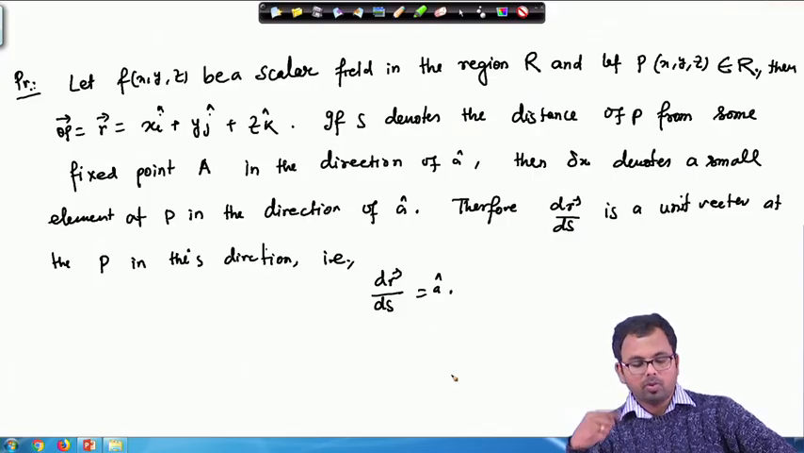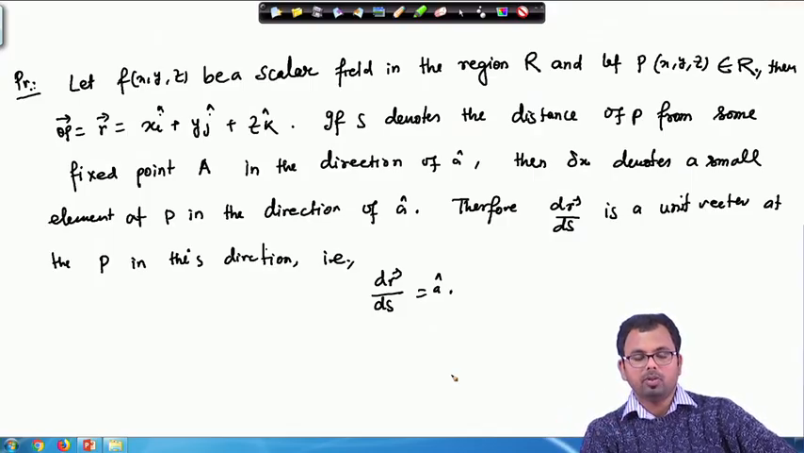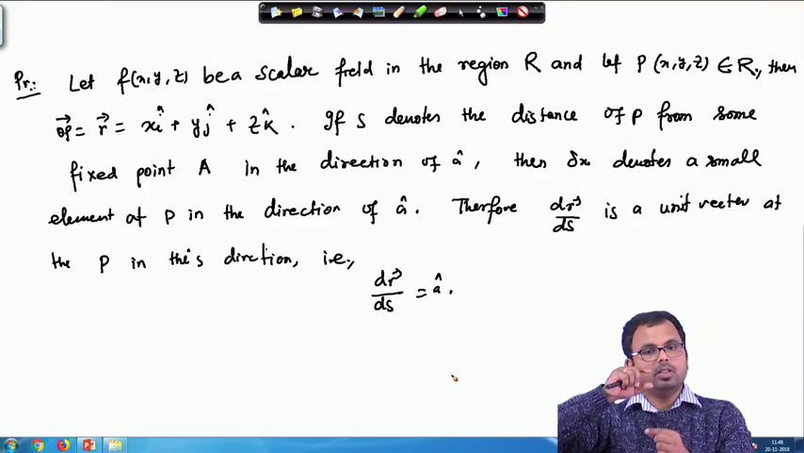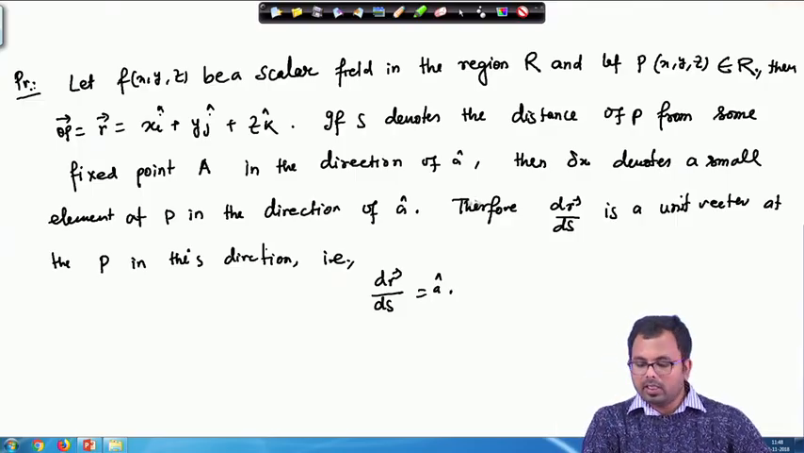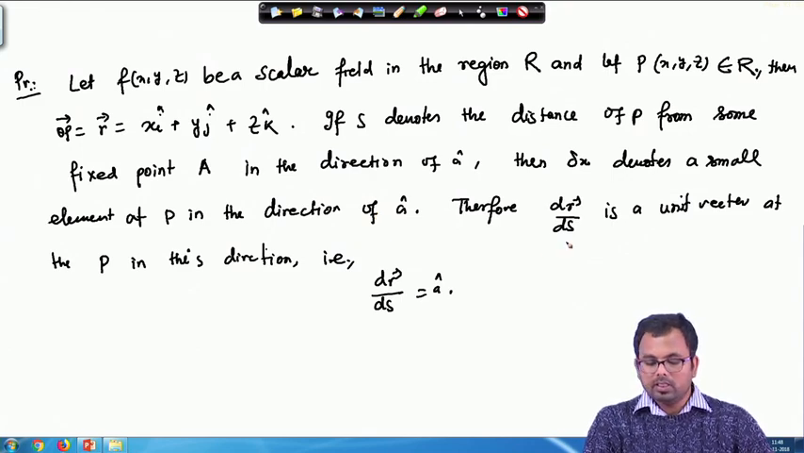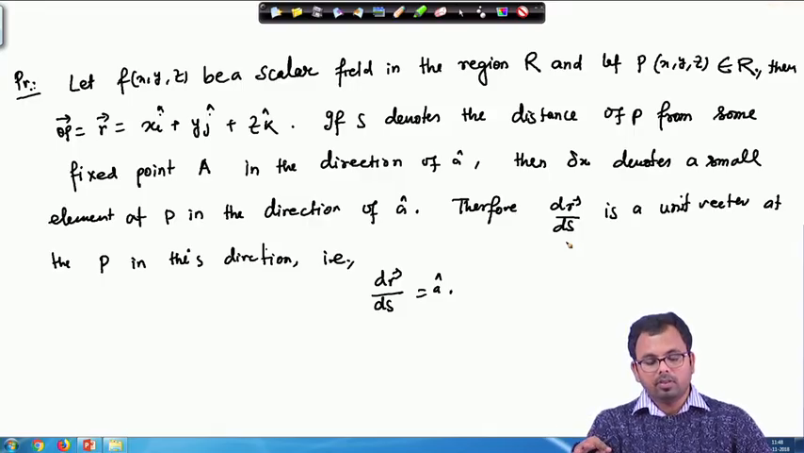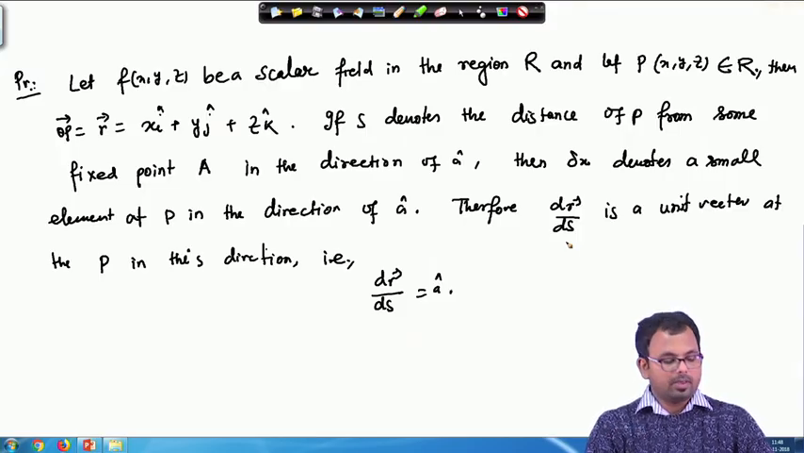Then a small increment in the point P in the direction of A is denoted by delta x. So if we are moving along the surface from P to, let us say, Q, or P to A, then that small increment is our delta x, in the direction of A, of course. Therefore, dr ds, the rate of change of r with respect to the distance, is a unit vector in the direction of this unit vector A cap. So dr ds is a unit vector at the point P in the direction of A cap. All right.